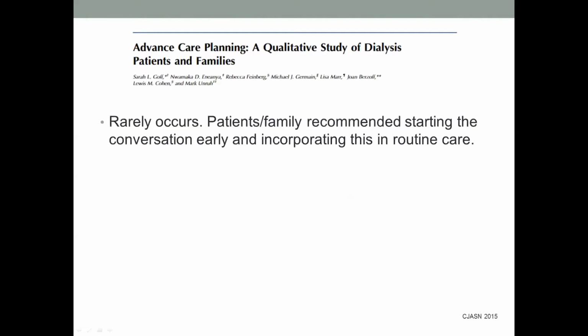So what do patients and families want? What do they see in terms of their experience with advanced care planning? This is a qualitative study of dialysis patients and their families looking at exactly this question. Number one, as we can see from some of the quantitative data, it rarely occurs. And that's certainly what the qualitative data is suggesting as well. Patients and families recommend starting this conversation early and incorporating this as part of routine care, not just at the end of life, and reinforce the importance of family involvement.